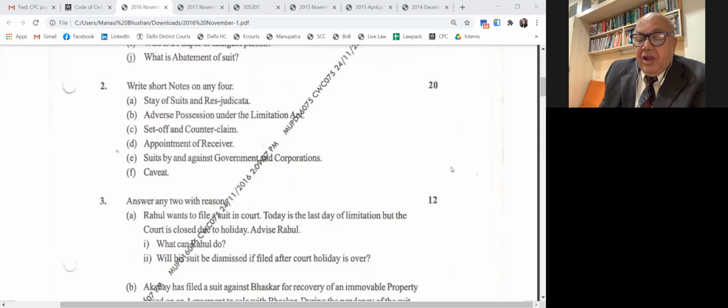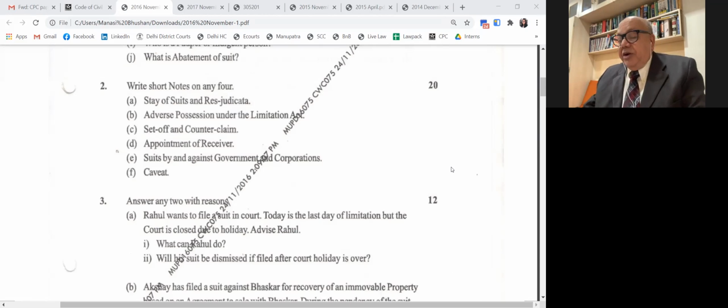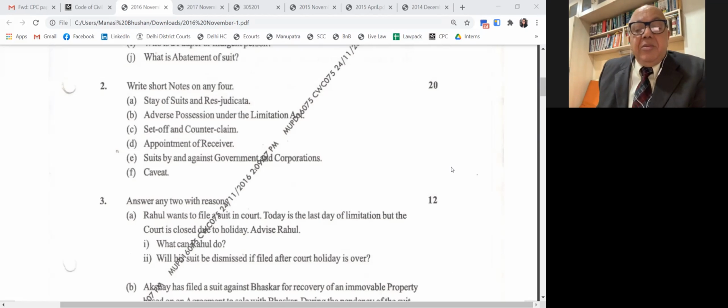Adverse possession of land is the process by which title to another's land is acquired without his permission. Adverse possession is a possession which is opposed to the interest of the real owner of the property. It is a possession in denial of the title of the true owner. So under section 27 of the Limitation Act, you learned that if the suit is not brought within limitation, the rights of the real owner are extinguished.